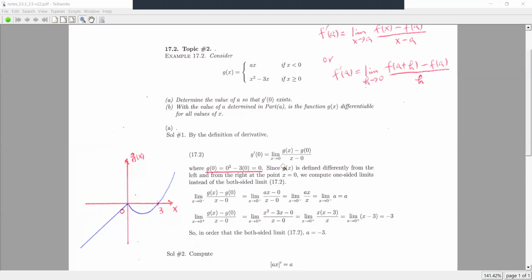Now, in order for this both-sided limit to exist, left-hand side limit and right-hand side limit should be equal. Therefore, a must be negative 3. So the answer to part A is, when a is negative 3, the derivative at 0 exists.